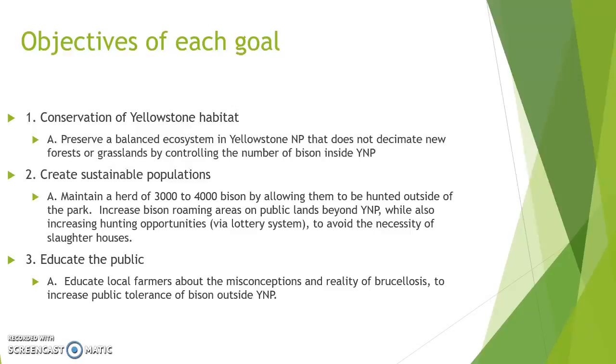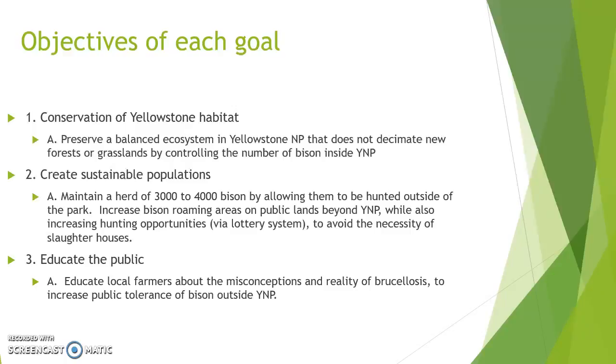Our second goal, create sustainable populations. Our objective here is to maintain a herd of 3,000 to 4,000 bison by allowing them to be hunted outside of the park. It's also to increase bison roaming areas on public lands beyond Yellowstone National Park while increasing hunting opportunities via a lottery system to avoid the necessity of slaughterhouses.